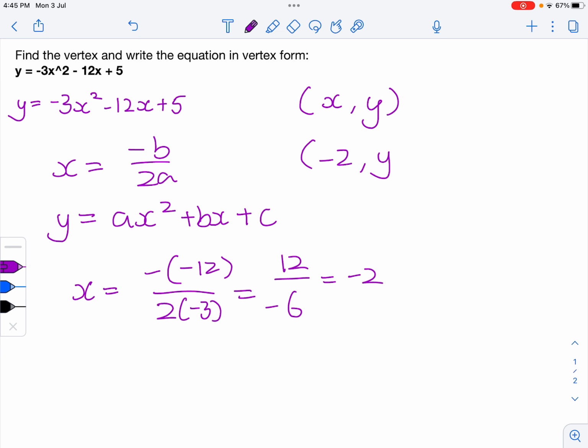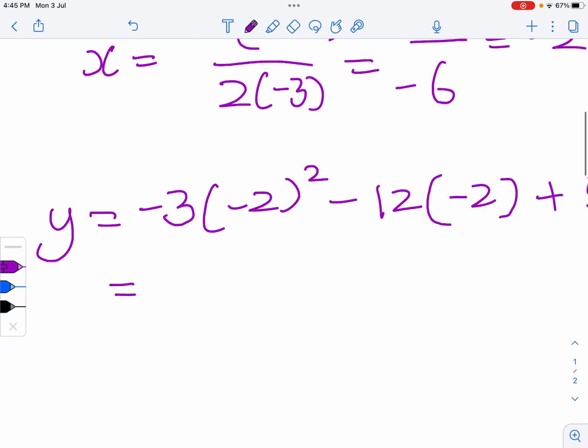So again, let me just rewrite the equation here. So I have y equals negative 3x. Instead of writing it as x, I'm going to put it as negative 2 because we found that x is negative 2. So negative 2 squared minus 12. Again, I'm going to substitute negative 2 as x. So I get this, and I can just simplify it. I get negative 3. Remember, we need to solve for the exponents first because of the rule PEMDAS, or some of you may call it BEDMAS.